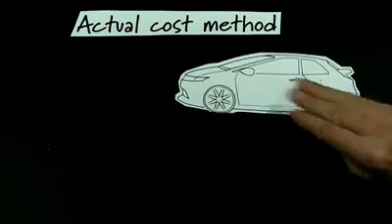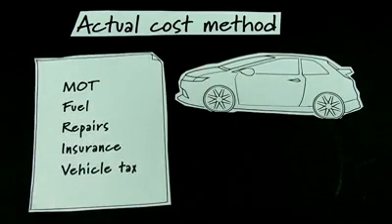Next, Katsu will need to add up all his motoring costs and multiply the total by the percentage of his motoring costs that relate to business use. Let's see the actual figures involved in Katsu's case.